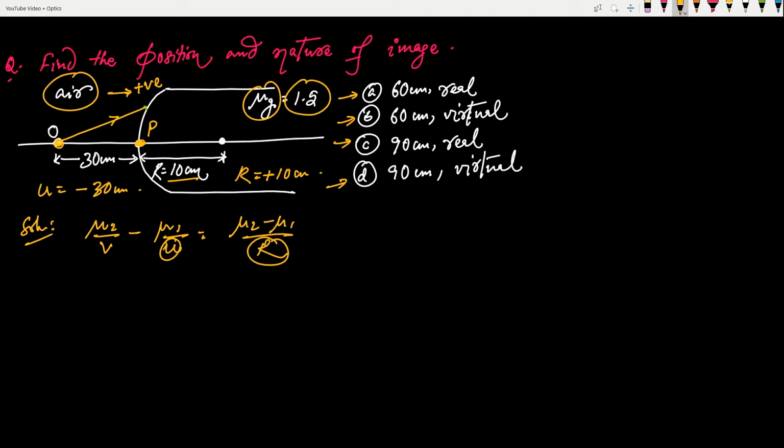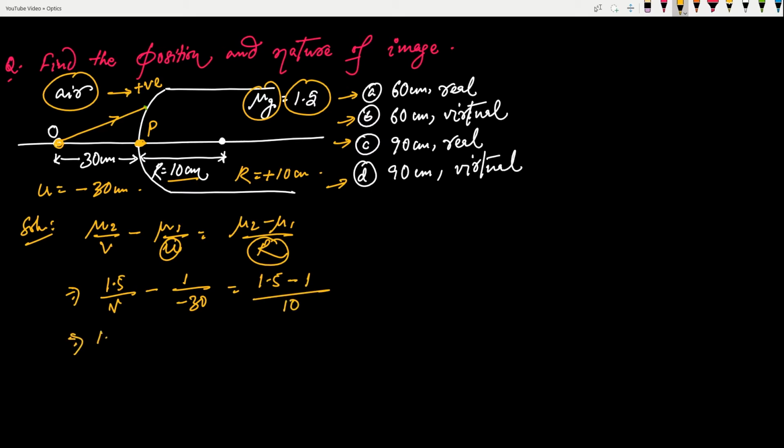Now I'll be taking mu2 as the refractive index of the glass because the rays are entering into the glass medium, and we know that the medium in which the rays are entering should be taken as the second medium, and the medium in which the rays are coming from should be taken as the first medium. Therefore since the rays are entering into the glass medium, we say that the glass is the second medium, and we treat mu g as mu2. So mu2 is the refractive index of glass, therefore 1.5 divided by V we need to find out, minus mu1 is the refractive index of air, which is 1, divided by U, the object distance, which will be minus 30, is equal to mu2, again 1.5 minus 1 divided by radius of curvature, given to be 10 centimeter.